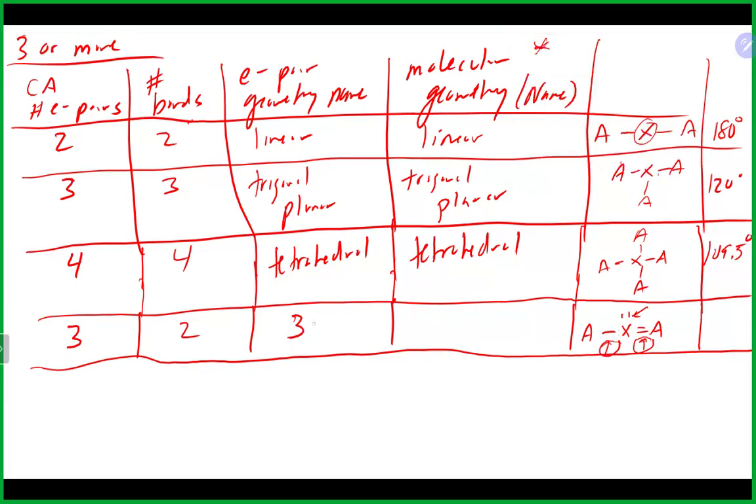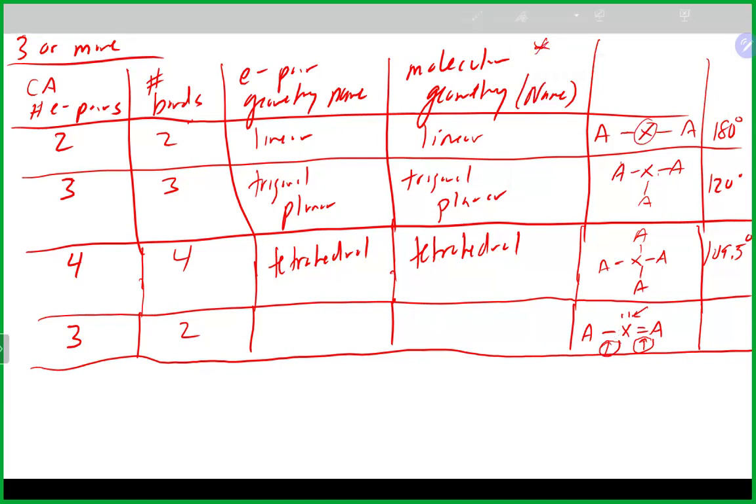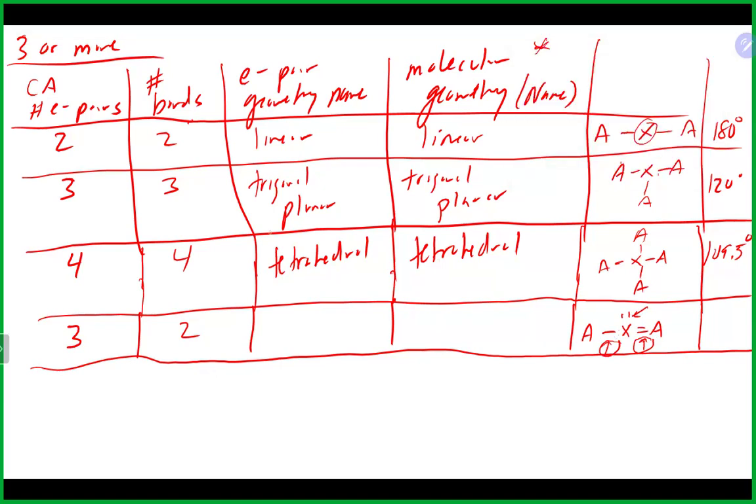Now, when we talk about the name for the electron pair geometry with three electron pairs, it's still going to be trigonal planar. But because of those non-bonding electrons, the molecule actually moves a lot more than it can with an actual bonded atom there. And we get something that's known as angular or bent. And this has a bond angle of less than 120.